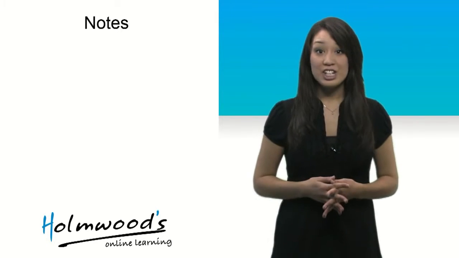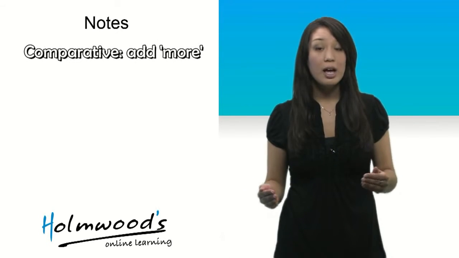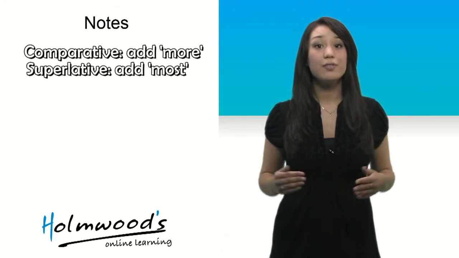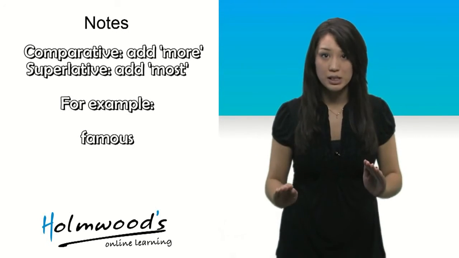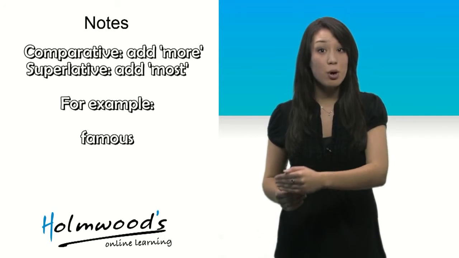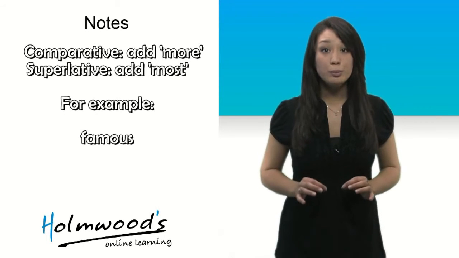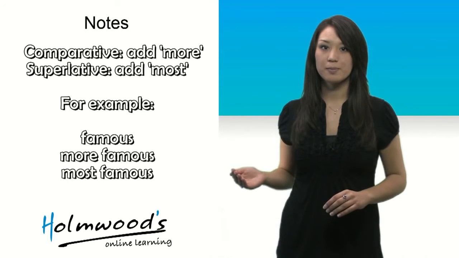With some longer adjectives, you don't change the word to get the comparative or superlative. For these longer adjectives, you add more for the comparative and most for the superlative. For example, the adjective famous. There is no such thing as famouser or famousest. For these longer adjectives, we simply add more and most to get the comparative and superlative. So, the correct way would be famous, more famous, most famous.